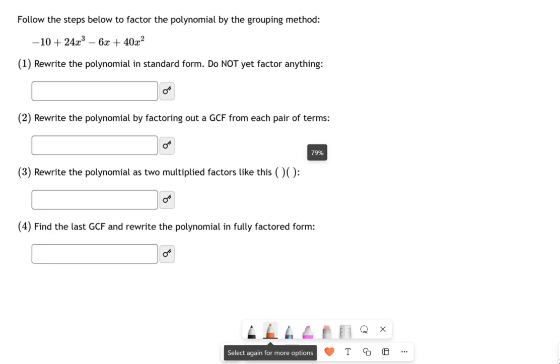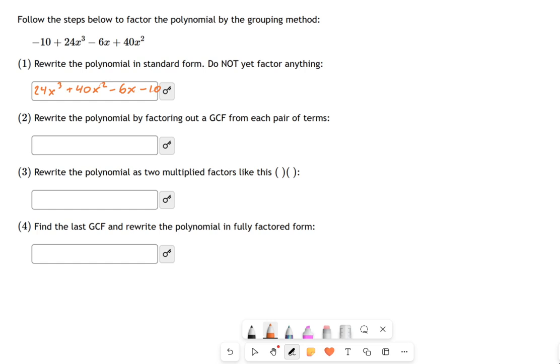So all I'm going to do is rewrite my polynomial here, and I'm going to take everything that has a high exponent, like that x cubed, and stick that on the left. And then I'm going to march down in the exponents. So the next one is plus 40x squared, and the next one is minus 6x, and the final one is minus 10, which didn't even have an x at all. So that's the lowest exponent. So that's what I'm going to start with.